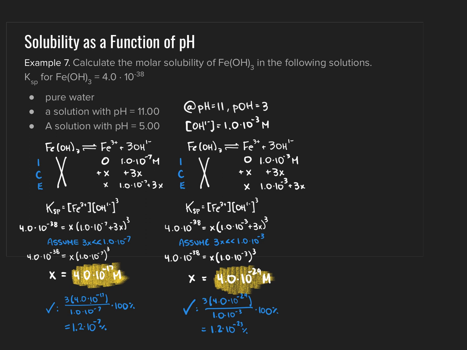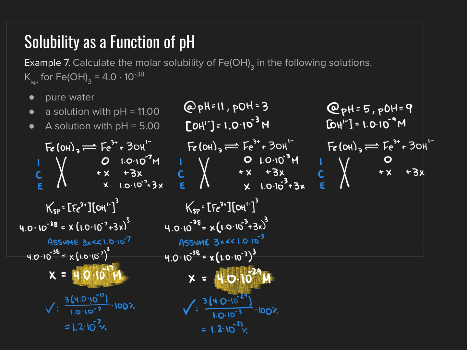So again, I'm only going to change the initial concentration of hydroxide ions. So in my solution, a pH of 5 implies a pOH of 9, and therefore a hydroxide concentration of 1.0 times 10 to the negative 9th. So if I plug that now into my ice table, I see here an initial concentration of 1.0 times 10 to the negative 9th molar OH negative. And we'll just adjust here accordingly.